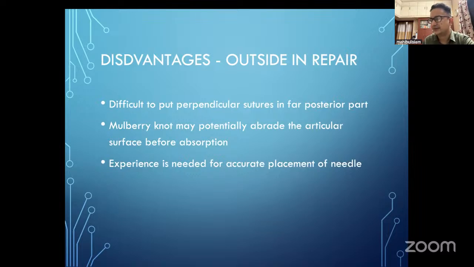Outside-in meniscus repair has limitations, including difficulty in placing the peripheral sutures in the far posterior horn. The mulberry knot that we tie can abrade the articular surface before it is absorbed. Additionally, needle placement requires experience and precision, making the technique more challenging for less experienced surgeons like us.